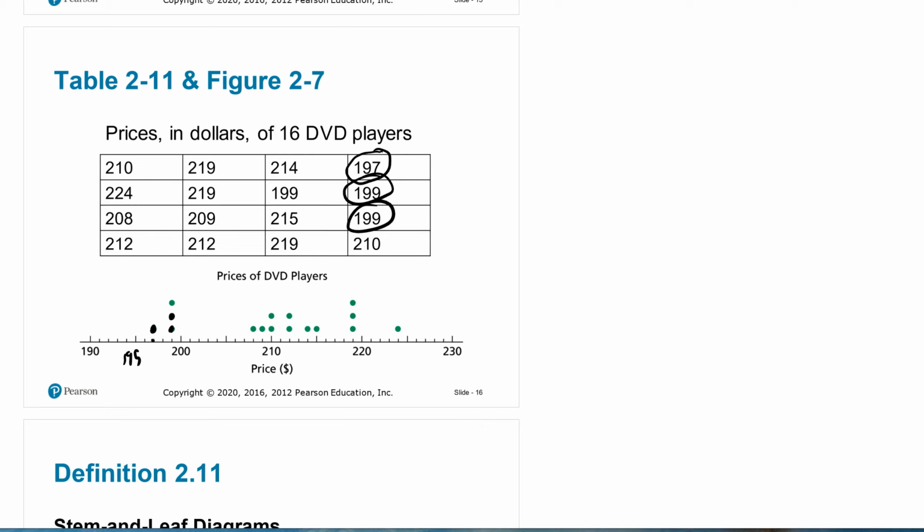And then you look at the largest value you see here. Maybe 224, I see 224. So you're going to go all the way up at least to 224. You don't have to go up to 230, but 224. And then you start labeling. 210 falls in here. 219 falls in here. 214 falls in 210, 11, 12, 13, 14 falls in here, and so on and so forth until you label all of them. That's called a dot plot.